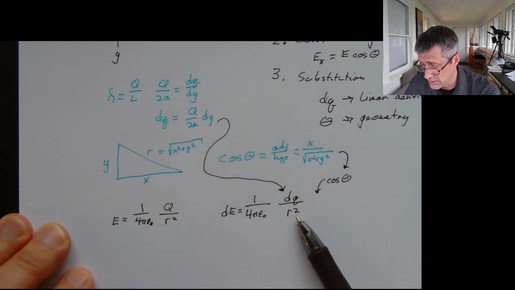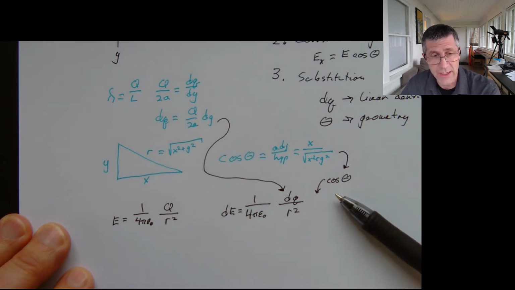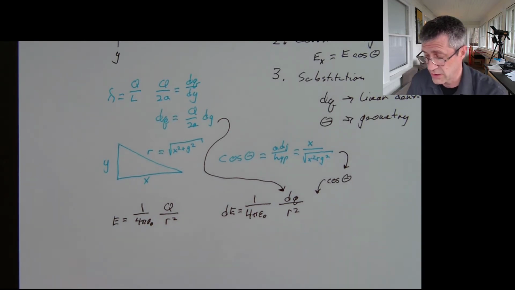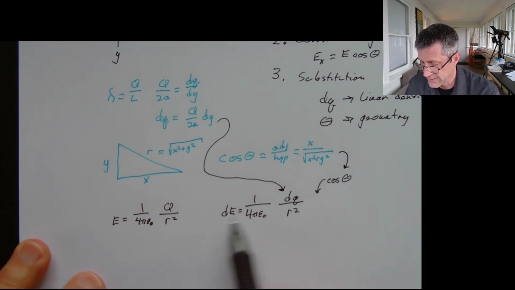So here's the challenge. My distance is changing as I integrate up and down that line. My distance is changing, my angle is changing, and the charge I'm trying to shrink down is changing. It's just too many things changing. So I want to get them all in terms of one thing that is changing, which I can. Then I can add this all up.